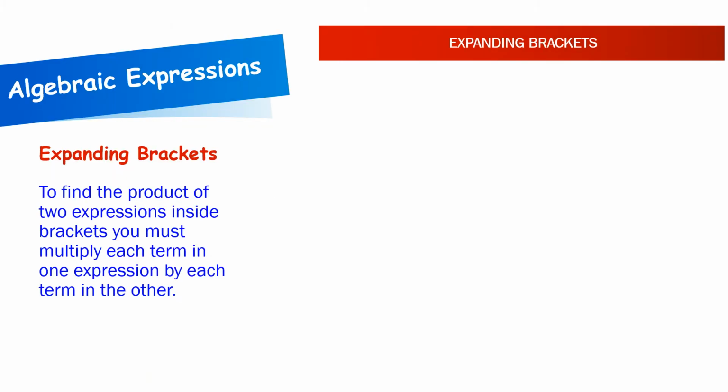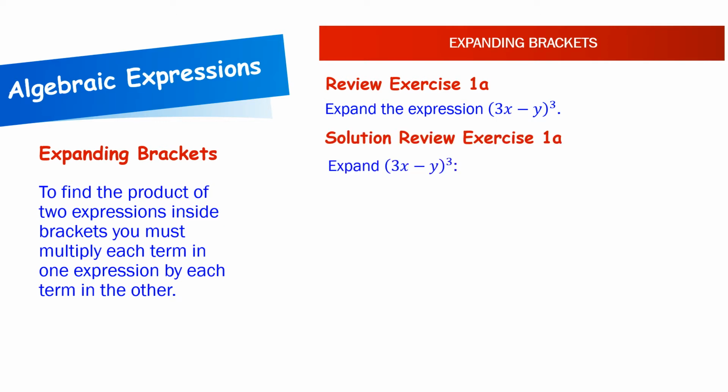In order to find the product of two expressions inside brackets, you must multiply each term in one expression by each term in the other. So let's take a look at review exercise 1a first. Expand the expression 3x minus y all cubed. Let's solve this.